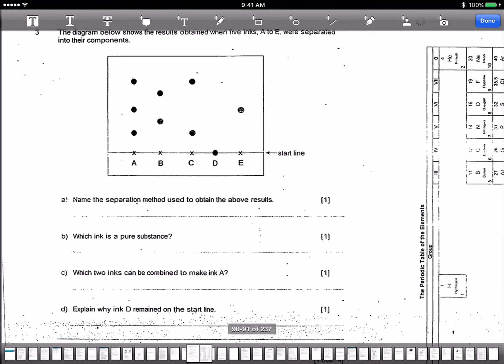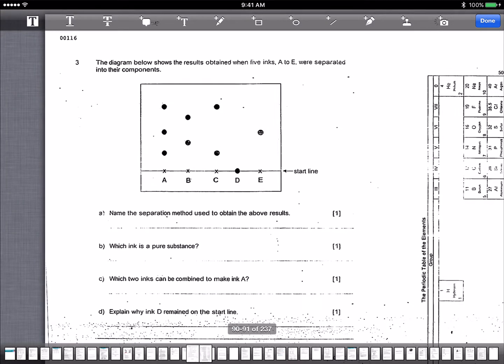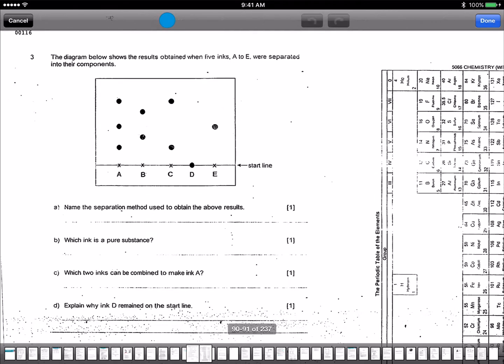Last one. Okay, this is paper chromatography. What is the method used? It's called chromatography. I don't know how it works. Okay, which ink is a pure substance? E. Why? Because there's only one dot. If it's not pure, there will be many dots. One dot, 2 dots, that means not pure. So E is the pure substance.